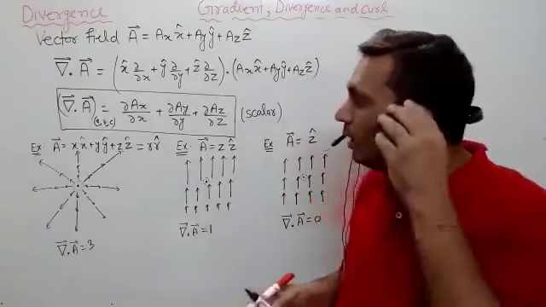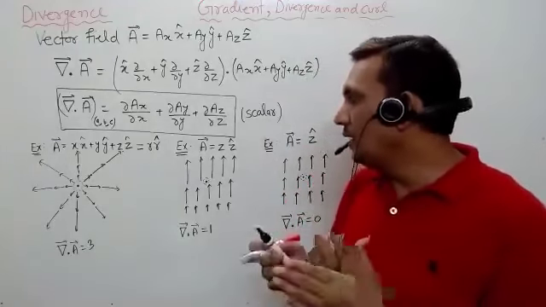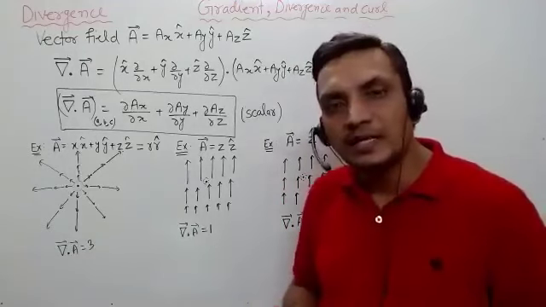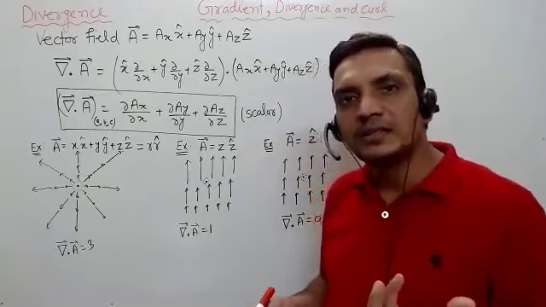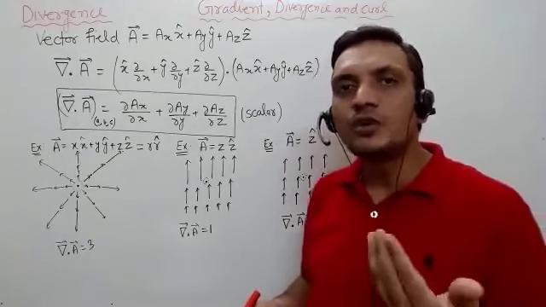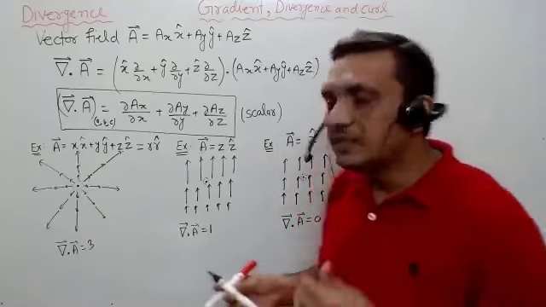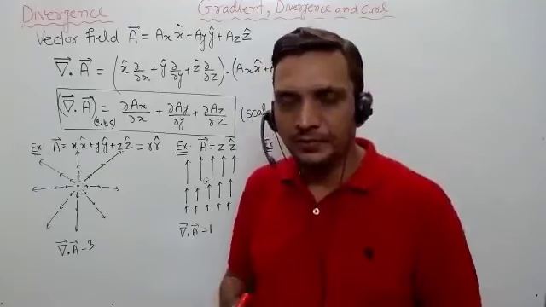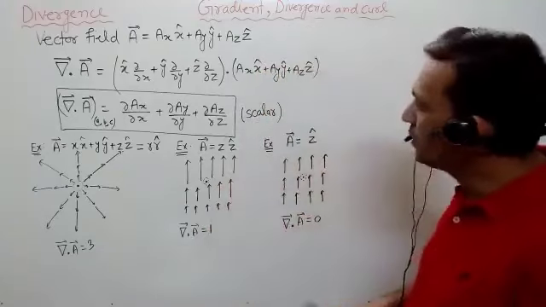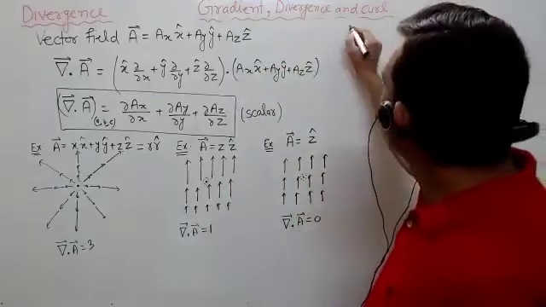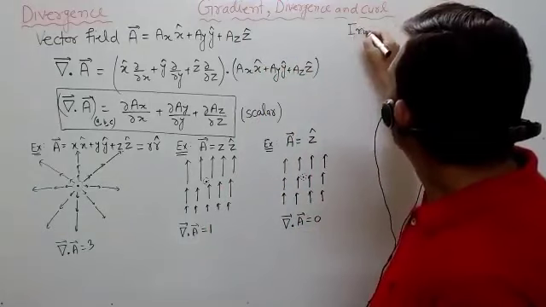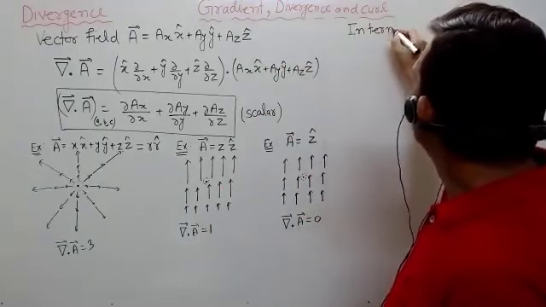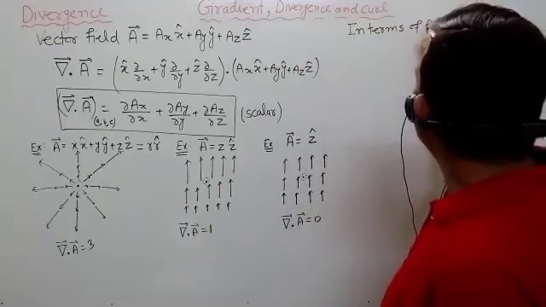Yes, sir. But in electrostatics and magnetostatics, we will see divergence and curl in terms of field. Fields are, let's say, electric field and magnetic field. So let us see divergence in terms of field.